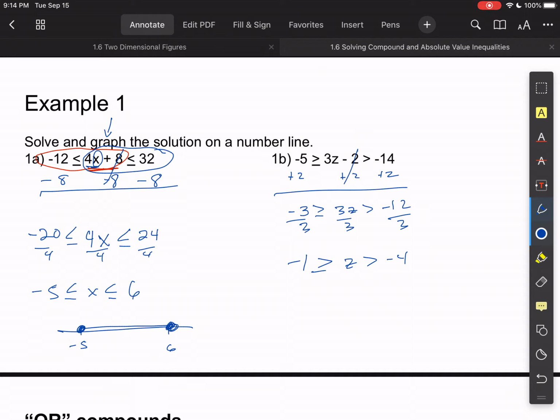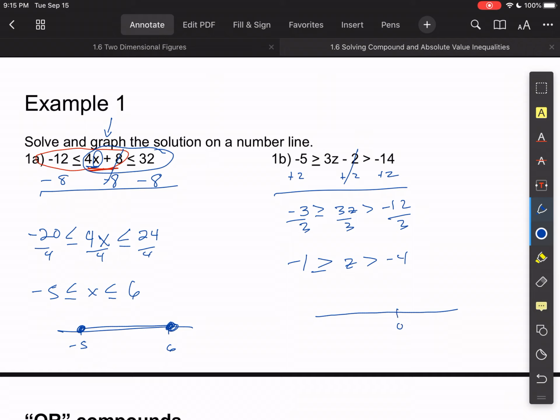Okay, so notice for this one, it's saying -1 is greater than z. So let's take a look at this. -1 is greater than z, and z is greater than -4. Okay, so it's somewhere between -4 and -1. So notice, since these things are a different direction than less than, we just got to be careful there.